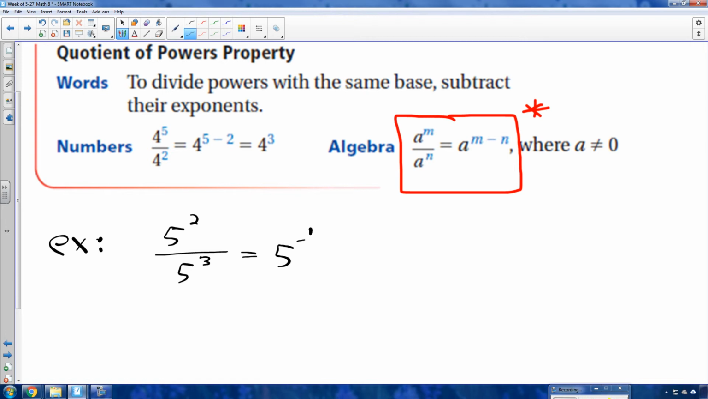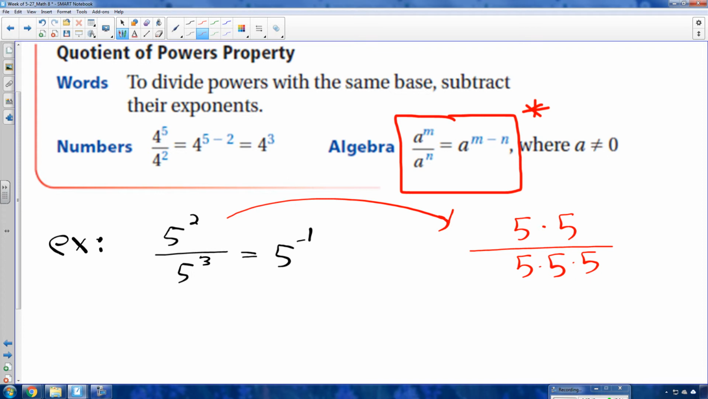That's actually the answer. But I want to talk to you about what that means. What the heck does that mean? Well, let's look at it in expanded form. What's 5 to the second? 5 times 5. What's 5 to the third? 5 times 5 times 5. So now, how many can I cancel out? How many can I get rid of? 2. So I get rid of this and this, and I'm left with a 5. Is the 5 in the top or in the bottom? The 5 is in the bottom. So 5 to the negative 1 means that there is 1 5 in the bottom.